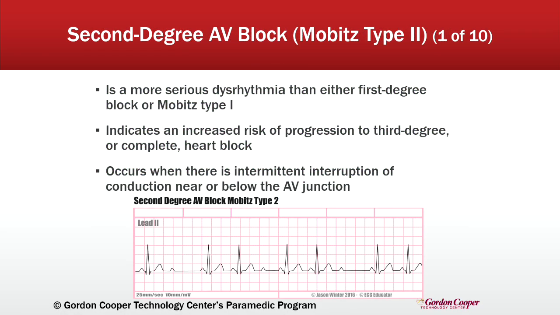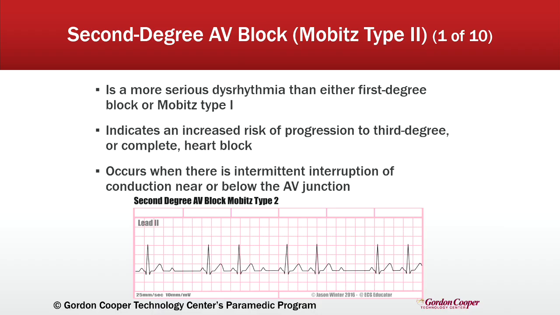All right, now second degree type 2, also known as Mobitz type 2. That's a more serious dysrhythmia compared to the first degree block or the Mobitz type 1 that we were just covering. The reason it's more concerning is that it often indicates a higher risk of progression to third degree block or complete heart block, which is a life-threatening condition. So what happens in Mobitz type 2 is there's an intermittent interruption of conduction. This typically occurs near or below that AV junction.